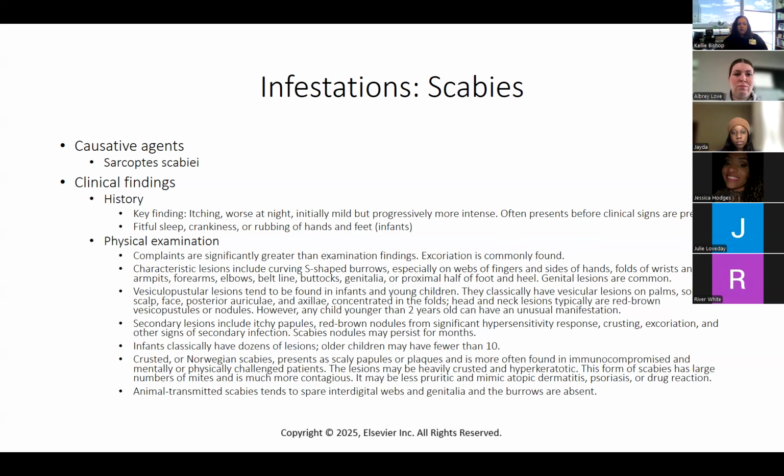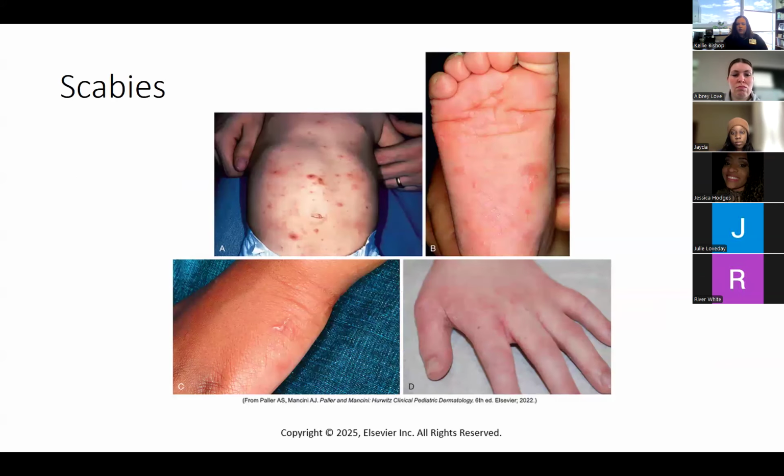Animal-transmitted scabies isn't as common, but those burrows are absent and it's usually in other areas. This is what it looks like, and you can see it between the fingers, on the sides of the hand, and on the abdomen, especially the one in the center above the umbilicus, where you can see that S shape.